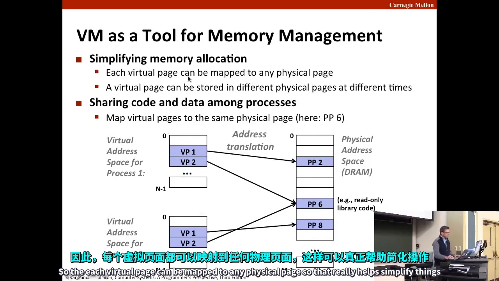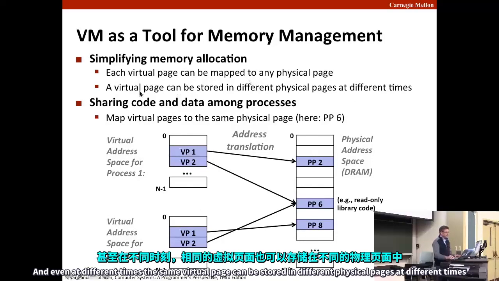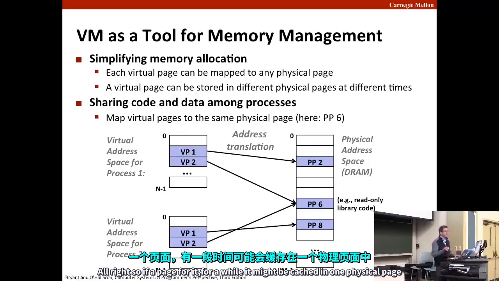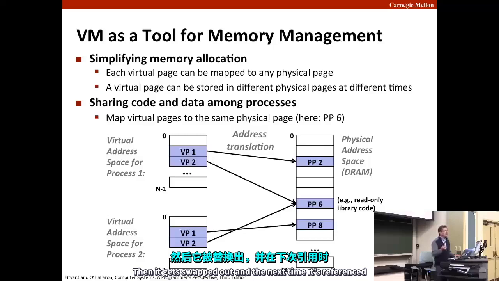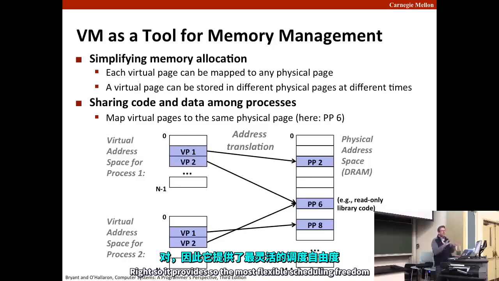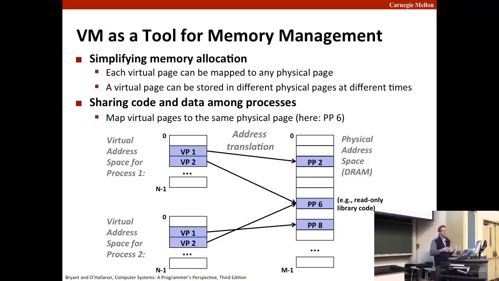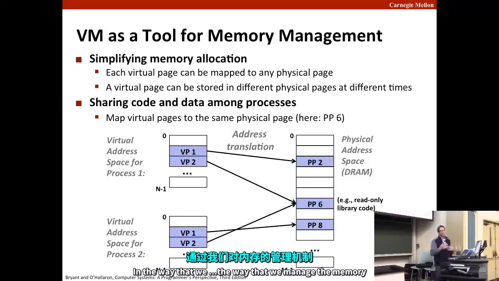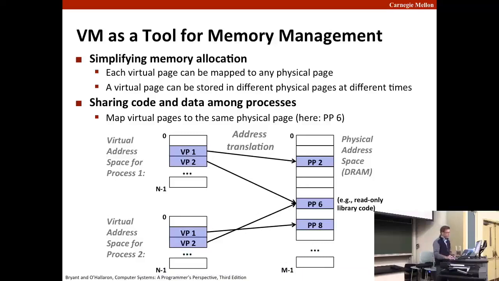So each virtual page can be mapped to any physical page, which really helps simplify things. And even at different times, the same virtual page can be stored in different physical pages. Right? So for a while a page might be cached in one physical page, then it gets swapped out, and the next time it's referenced, it can get cached in a different physical page if the first is no longer available. So it provides the most flexible scheduling freedom in the way that we manage the memory.